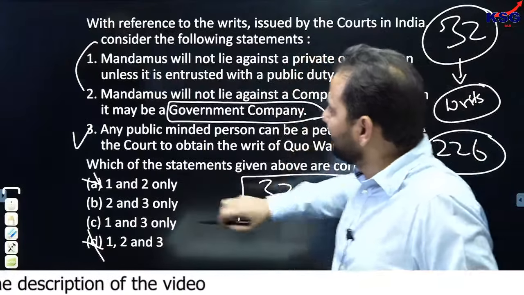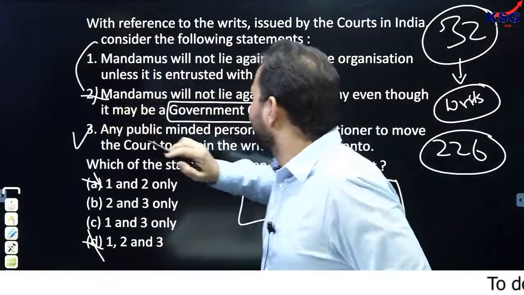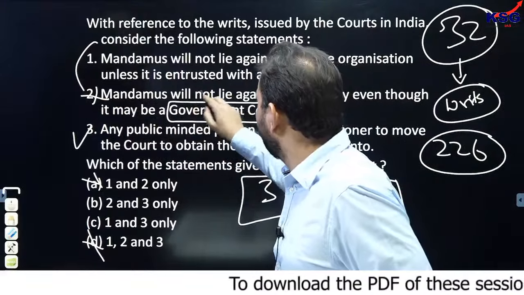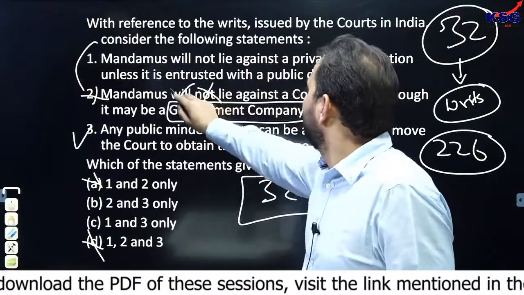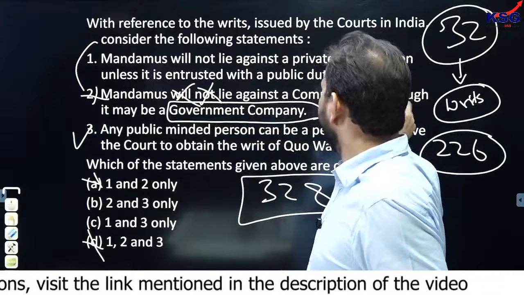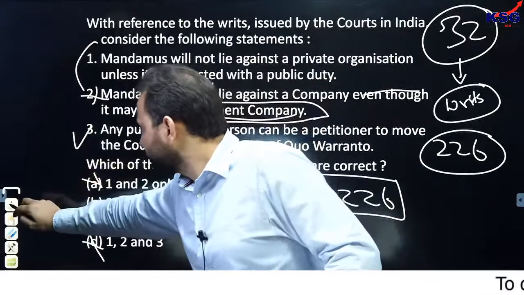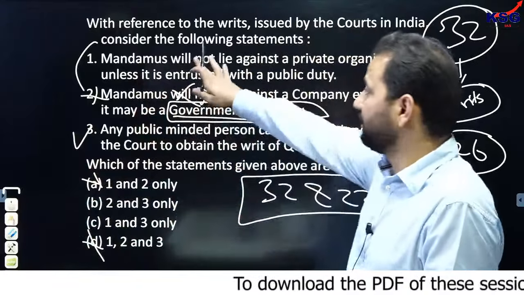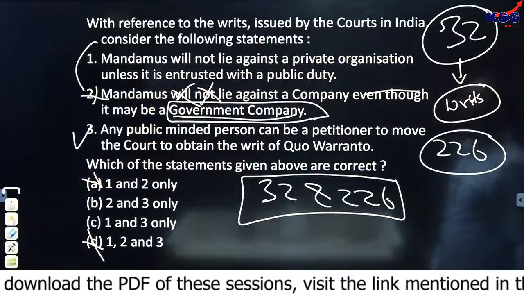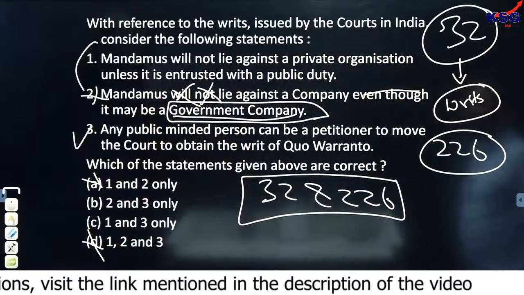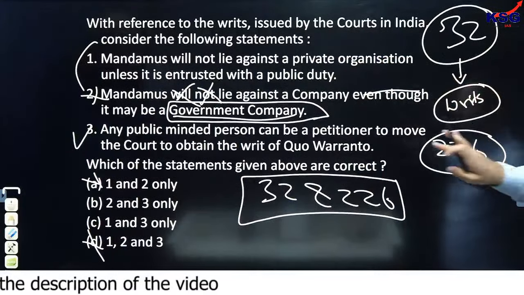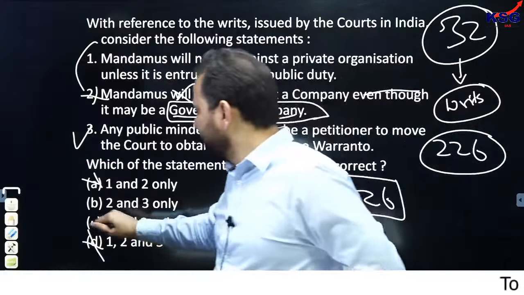And if you see this, then the second statement is incorrect. Mandamus lies against a company if it is a government company or a private individual. It can be with reference to that. And if you see the first statement, mandamus will not lie against a private organization unless it is entrusted with a public duty. So the first statement is correct and the second statement is incorrect. The answer would be C only.